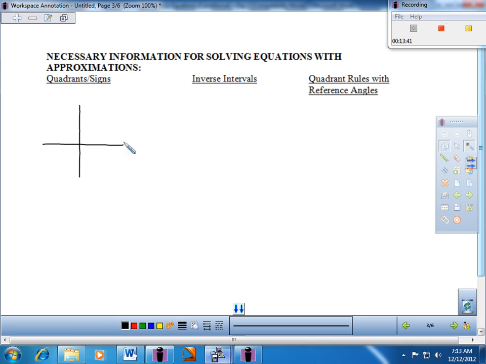So first of all, you definitely have to know where things are positive and negative. Just to rehash this, remember in quadrant 1, they're all positive. In quadrant 2, sine is the one that's positive. In quadrant 3, tangent is the one that's positive. And in quadrant 4, of course, cosine is the one that's positive. Like on that last one, we had a positive cosine ratio, so I knew it had to be in quadrant 1 and quadrant 4. So you need to know where things are positive and negative.